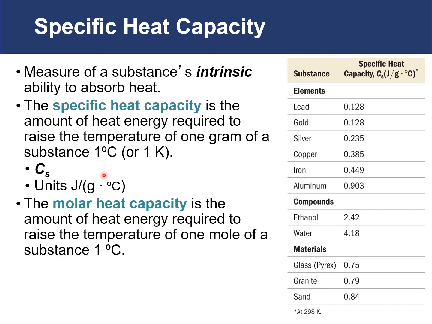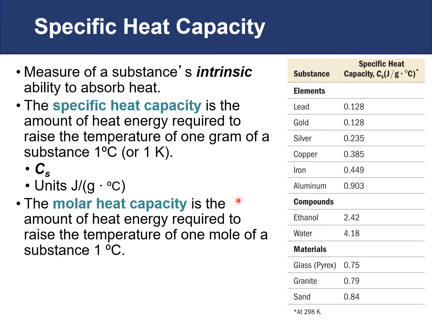Similar to the specific heat capacity, we could also talk about the molar heat capacity. This is the amount of heat energy required to raise the temperature of 1 mole of a substance by 1 degree Celsius. So the difference between the molar heat capacity and the specific heat capacity is essentially your molecular weight. For the specific heat capacity, it's per gram, and for the molar, it's per mole.